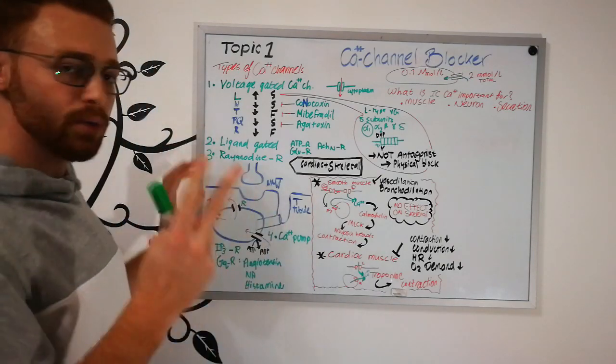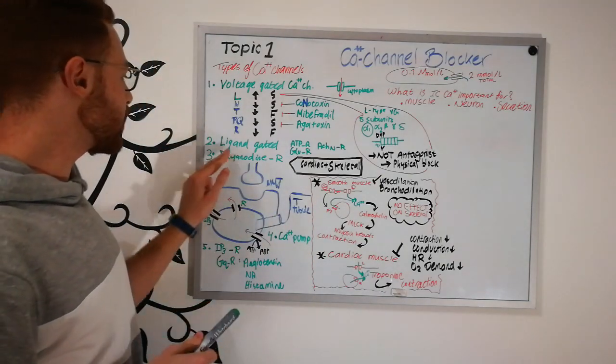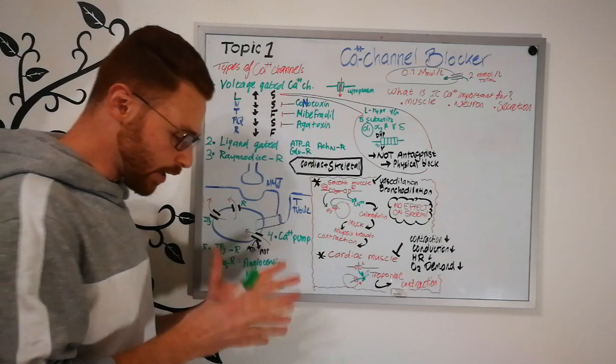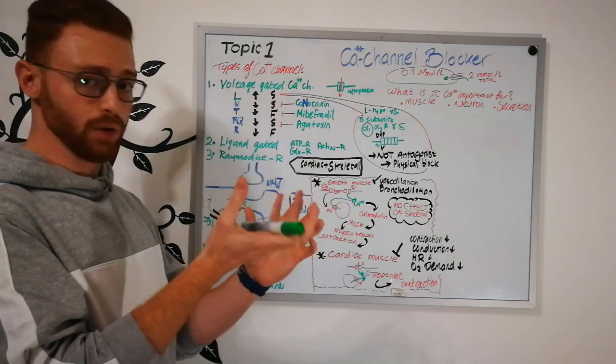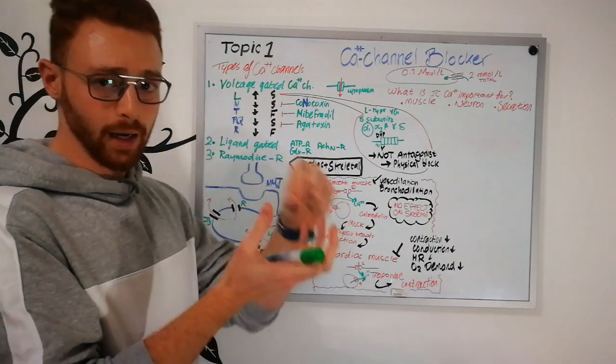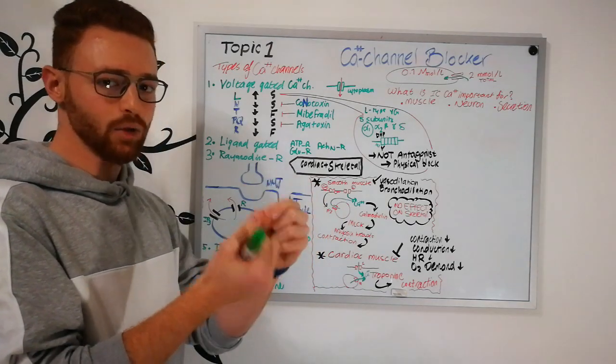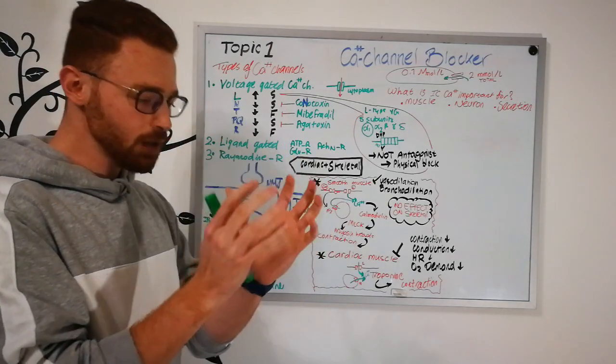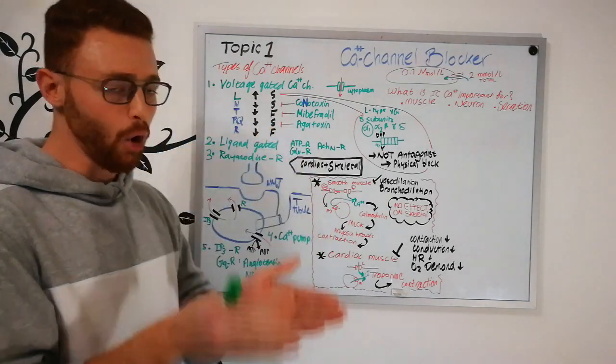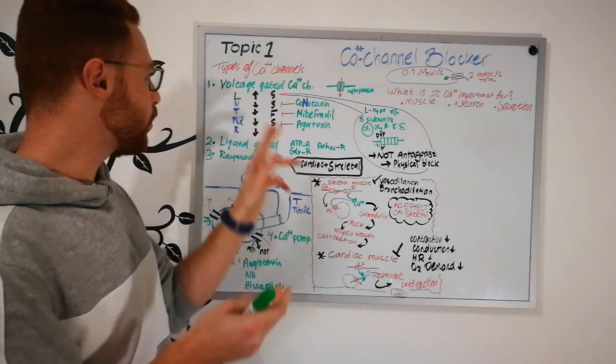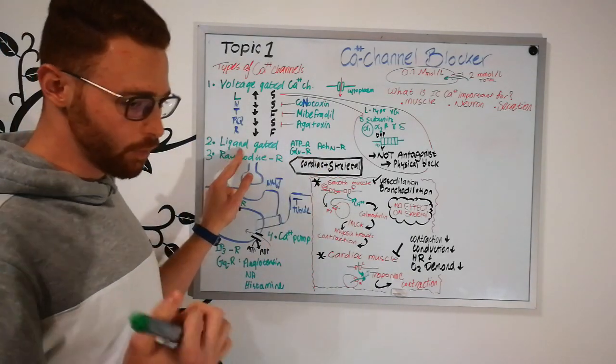Anyway, jumping to the second type of calcium channels, the ligand-gated. In this type, it's basically a receptor that is bound by a ligand, and this ligand leads to the activation of the receptor. The activated receptor opens a channel of ions, and this ion here is calcium. Now, what kind of ligand is it?